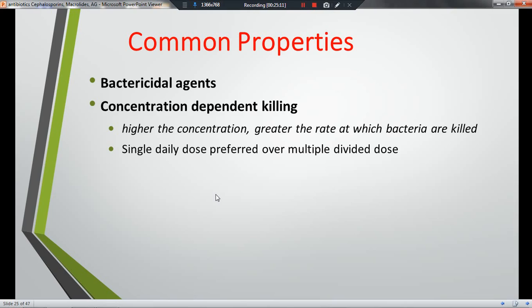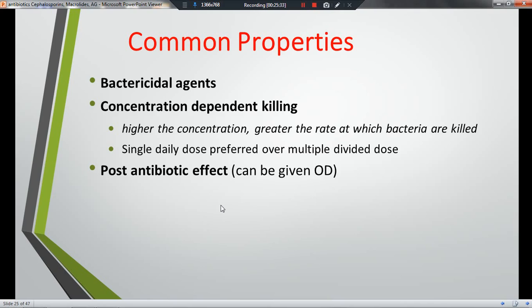But for certain antibiotics like aminoglycosides and fluoroquinolones, it is a ratio. That is, if you give a higher concentration initially itself, it is able to kill the bacteria at a higher rate. So you prefer giving these agents as a single dose rather than 3 or 4 times daily, so that you can reduce the side effects.